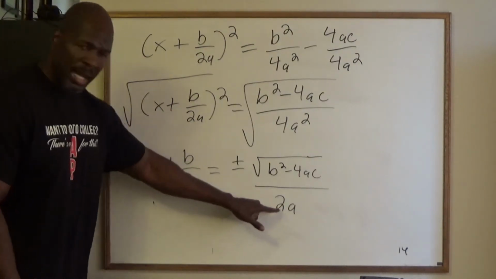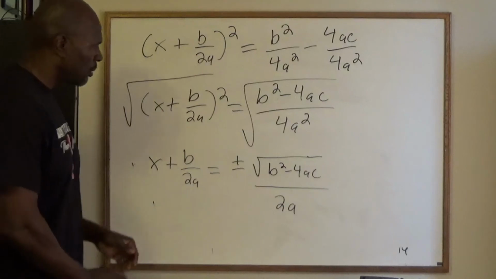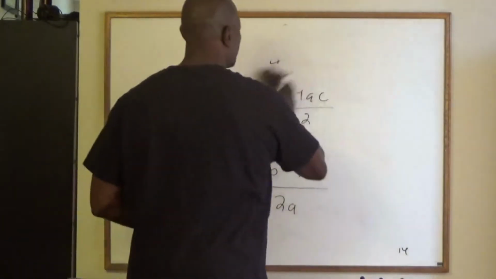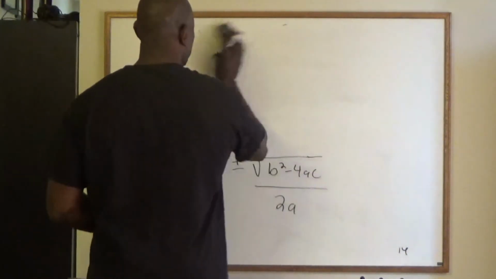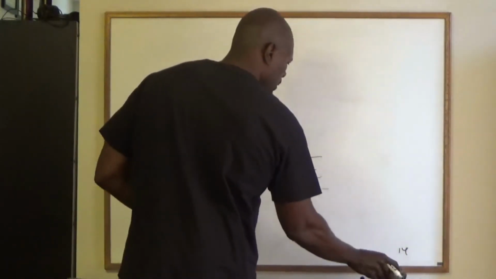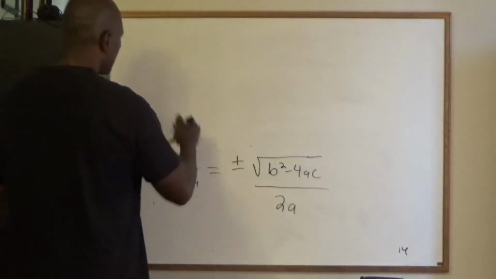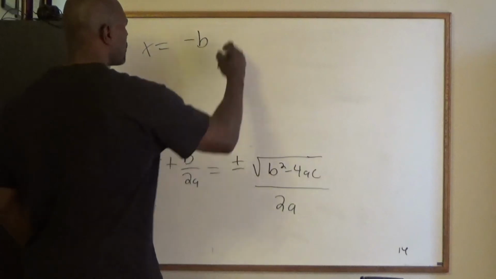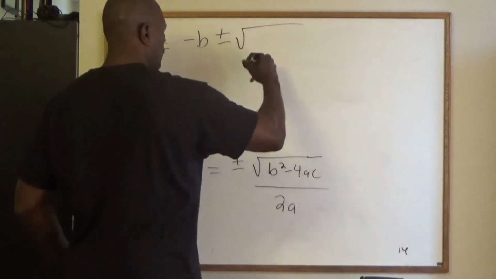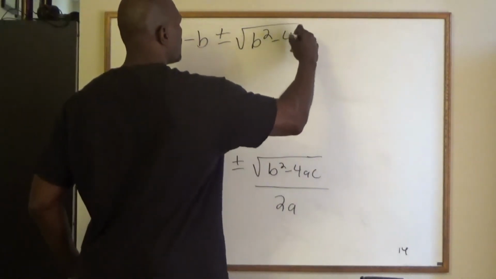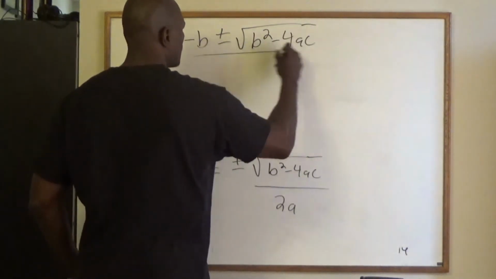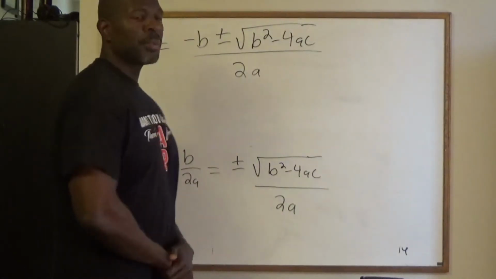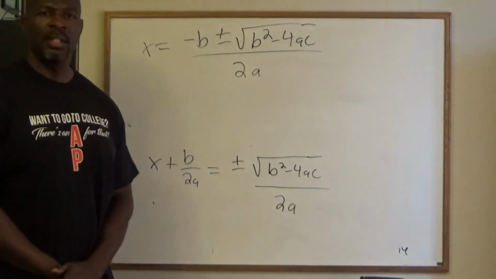And notice these have a common denominator, so I can write them as one fraction with one denominator. So when I move this over, I'll get that x equals negative b plus or minus the square root of b squared minus 4ac, and both these have denominators of 2a. So there you have how we get the quadratic formula.